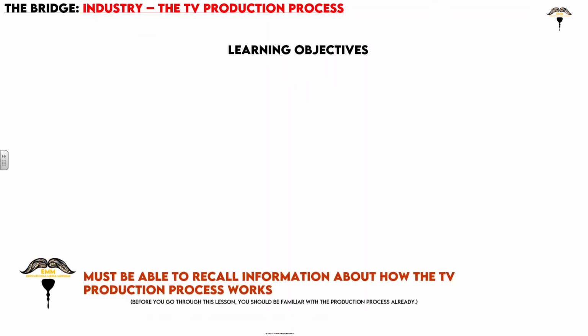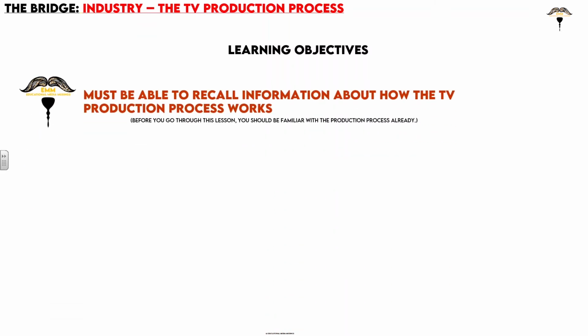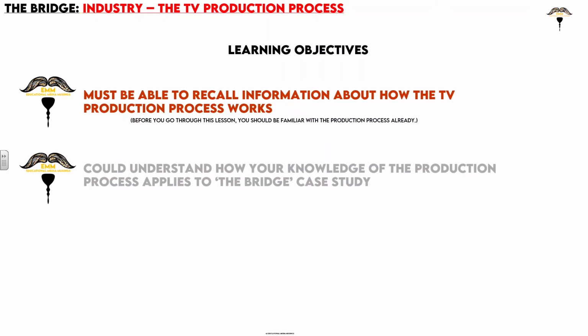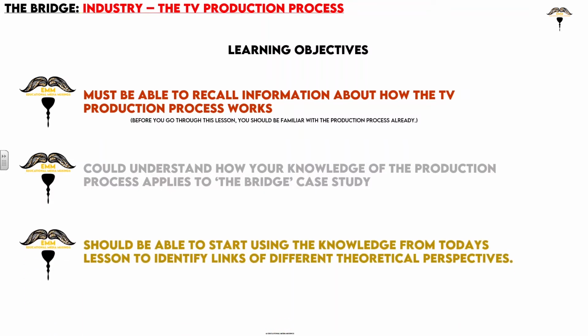So our learning objectives today are to recall the information about the TV production process and how it works. You've already started to do that. It is a good idea to review your notes from previous lessons. If you've already gone through this already, get familiar with those key terms, but we will go through that as well. But generally, we have done this before, or you've had some familiarity with it. So you should be able to understand how your knowledge is applied to the case study of The Bridge, and you should be able to start using your knowledge from today's lesson to identify links with different theoretical perspectives.